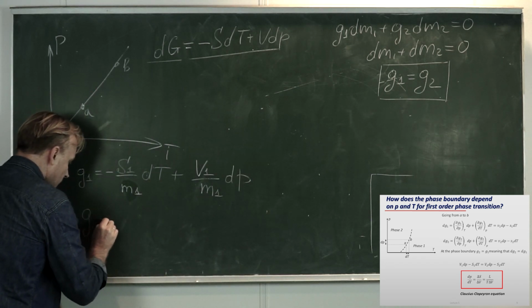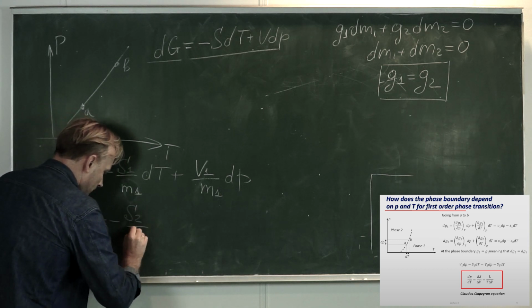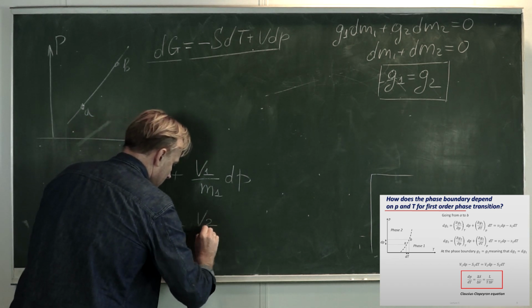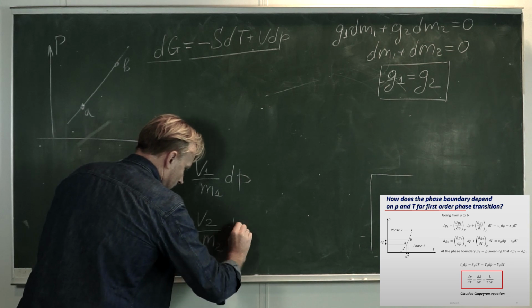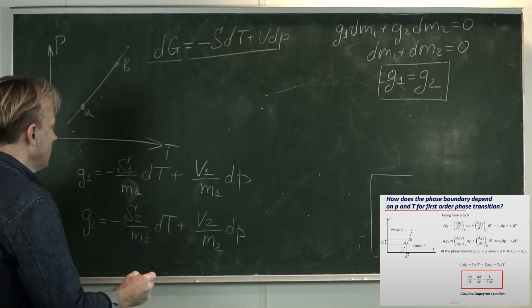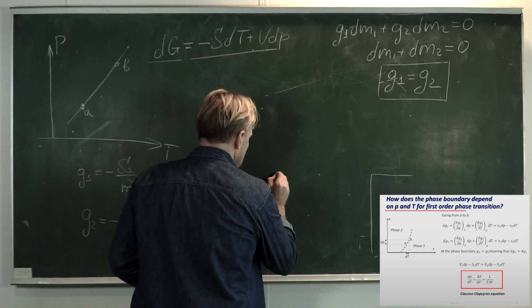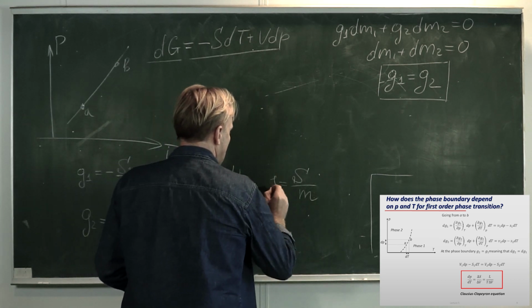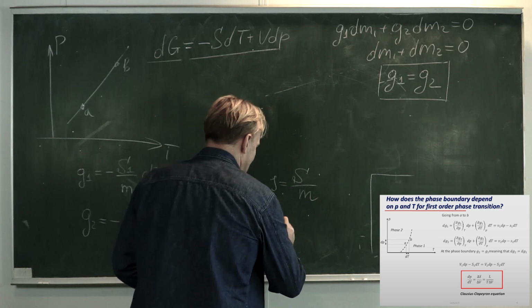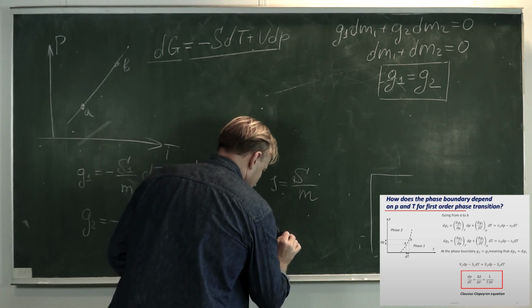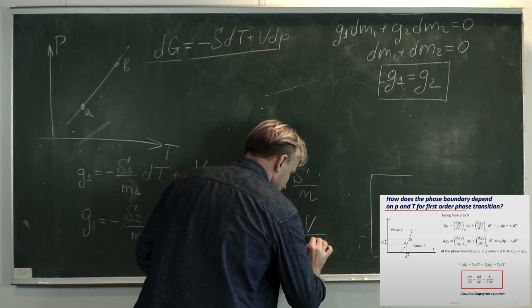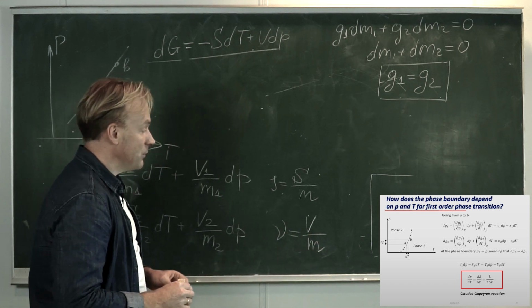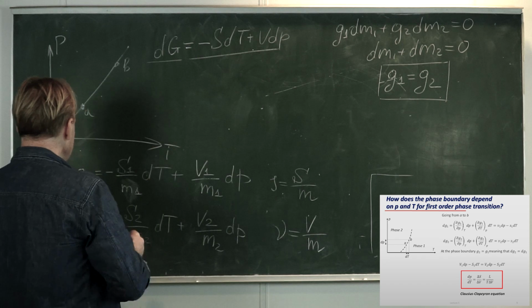Or for the second phase, we write something very similar. And in future, we will also call s, as a small s, a specific entropy, total entropy divided by mass, and nu is total volume divided by mass. So basically it's an inverse density, inverse mass density. So I'll operate with these two functions.